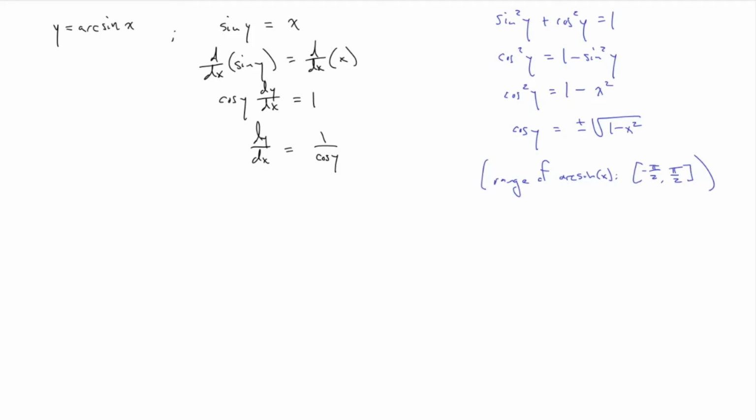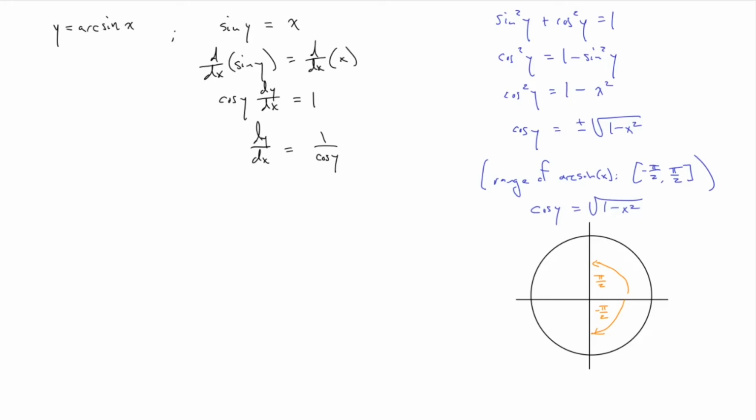And since y is equal to the arcsine of x, that means that y has a value between negative pi over 2 and pi over 2. And the beauty of that is that for any y value between negative pi over 2 and pi over 2, the cosine of y is always positive, which lets us ignore the negative square root of 1 minus x squared and just consider that the cosine of y is equal to the positive square root of 1 minus x squared. Which gives us our answer, dy dx is 1 over the square root of 1 minus x squared.